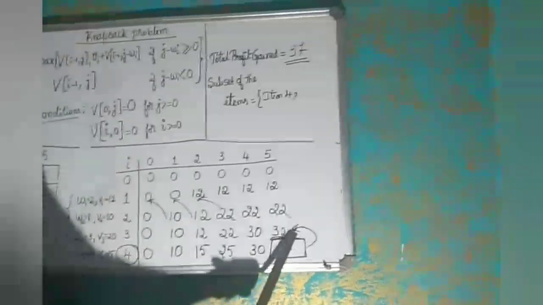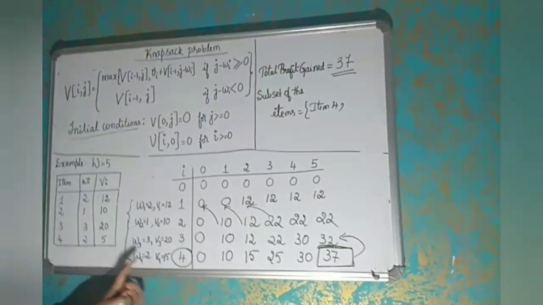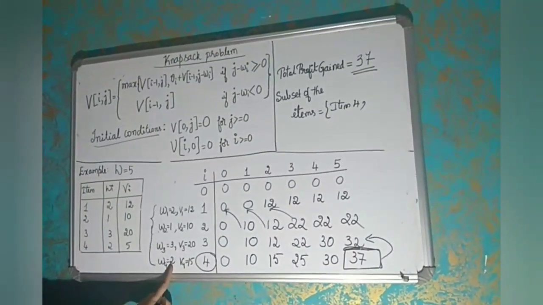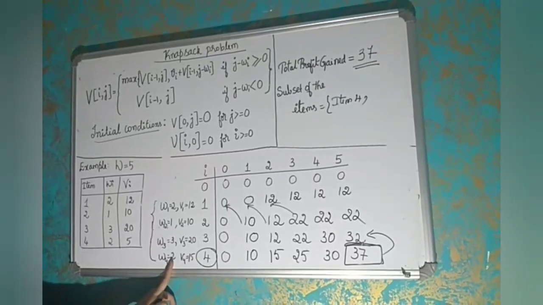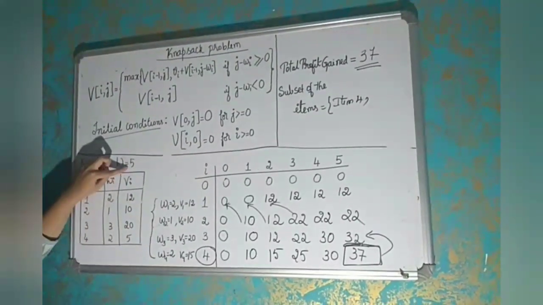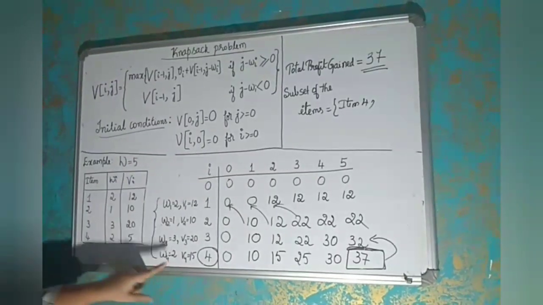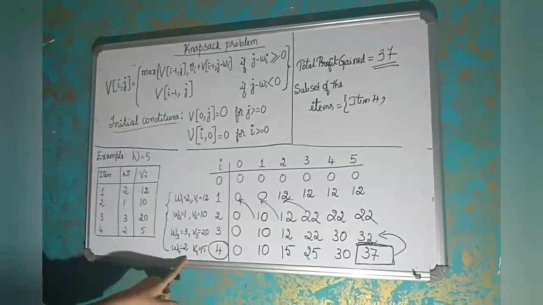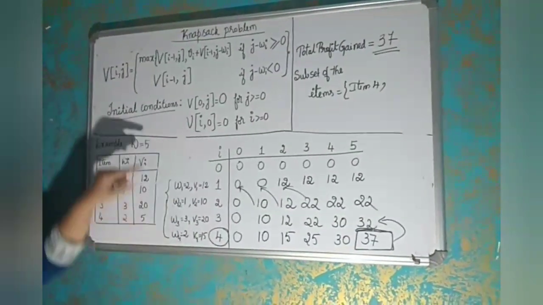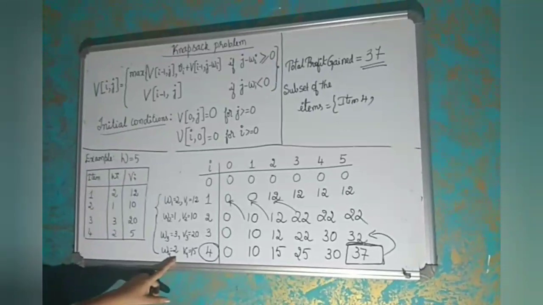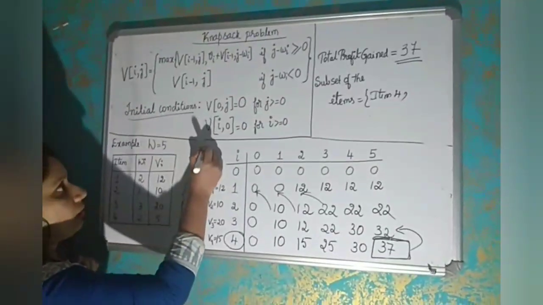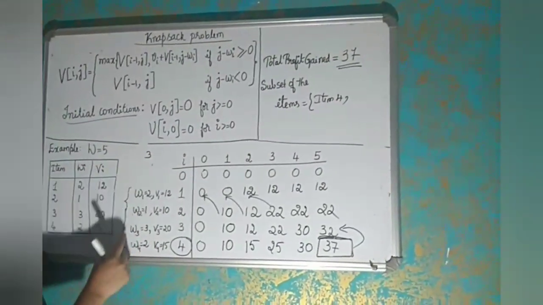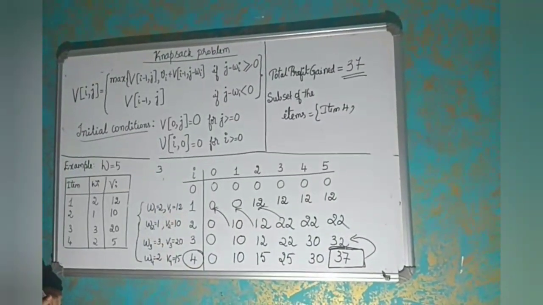Next, don't compare this and this. See, when you have already selected one item, what is the weight of that item? It is 2. What was the total capacity of the bag? The total capacity of the bag is 5. So one item is already selected. Its weight is 2. Now you have to update the weight. How do you update the weight? 5 minus 2. 5 minus 2 is what? 3. So now the knapsack capacity is 3. Now we are seeing the remaining 3 items. The fourth item we have selected.